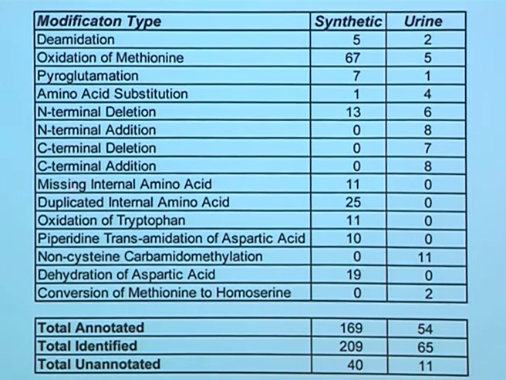I'm going to show you a result from the synthetic peptide where that actually happened. This one here, even the company that made the peptides didn't know what that was. That was a piperidine transamidation of aspartic acid. But yeah, we can identify pretty much any sort of modification as long as the precursor doesn't go above 1200 or 1250.